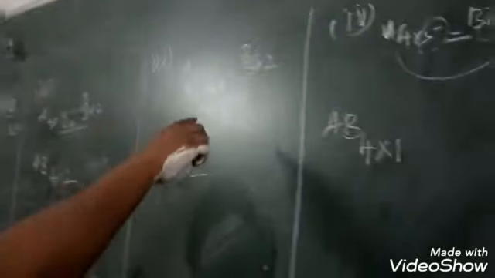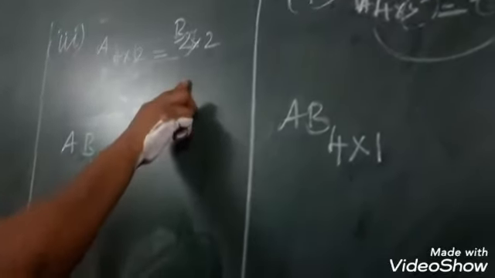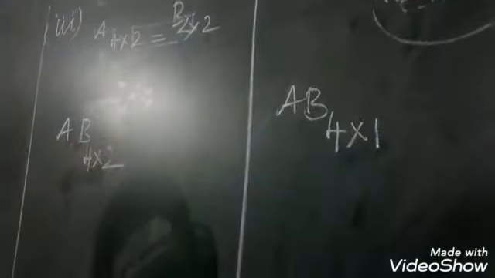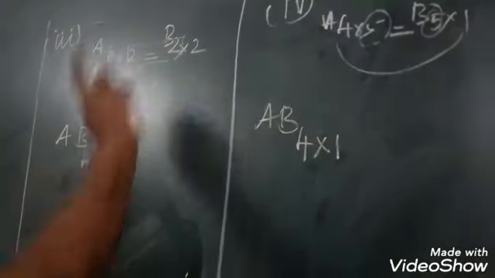See the third one, girls. Third sum: 4 cross 2, 2 cross 2. Okay, is it correct, girls? Yes, both should be equal, so that it's okay.